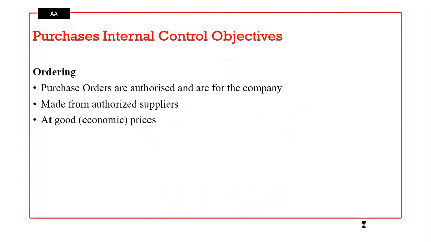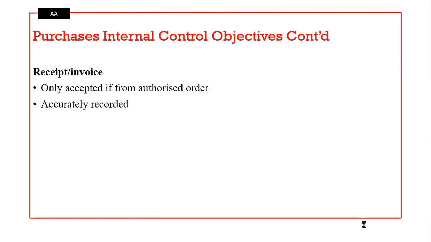Okay, now what are some of the control objectives and internal control objectives under purchases? We have got the following under ordering. Purchase orders, rather, are supposed to be duly authorized and are supposed to pertain or relate to the company. Next, purchase orders, or indeed these purchases, must be authorized, okay, and they should relate to that approved supplier list that you have. And the amounts of purchases must be economical. Remember, companies must not lose value unnecessarily.